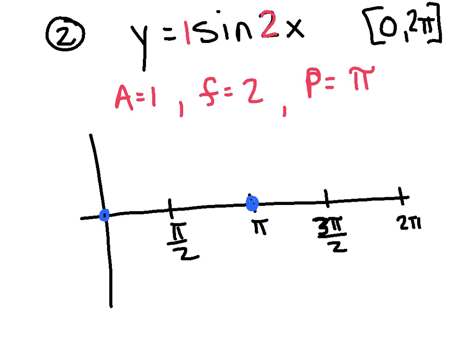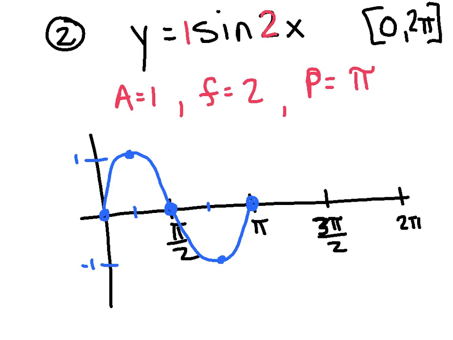Halfway between those 2 roots is my second root. Halfway between my first 2 roots is a maximum, which in this case is a height of 1. And then halfway between my second and my third root is my lowest point, my minimum. Okay, so I'm just going to go ahead and sketch that nice curve there, and then I'm going to talk myself through it again.